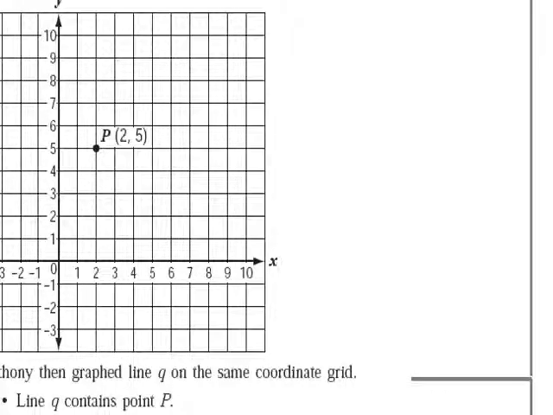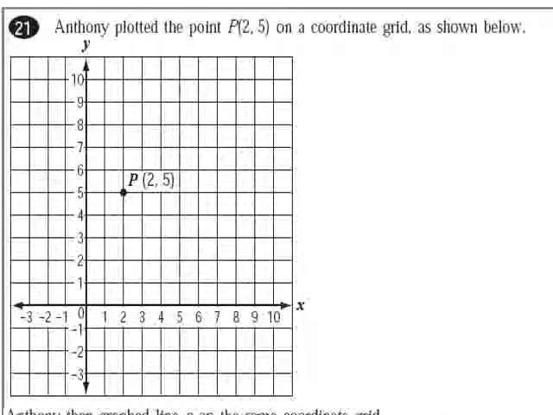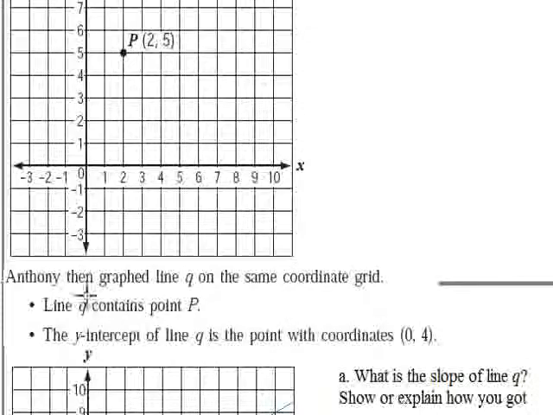So number 21, if I can fit it in the recording window. Number 21 is: Anthony plotted a point P (2, 5) on the coordinate grid as shown below. So he has this Cartesian coordinate grid. He plots the point (2, 5): over 2, up 5. And Anthony graphed the line Q on the same coordinate grid. Line Q contains point P.